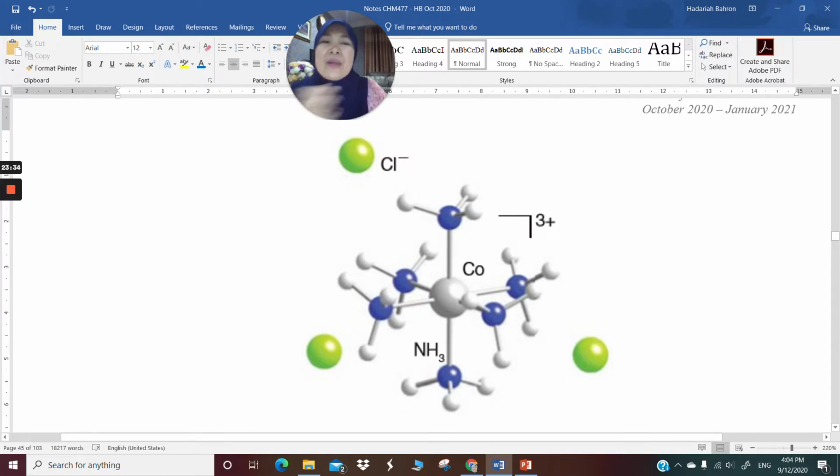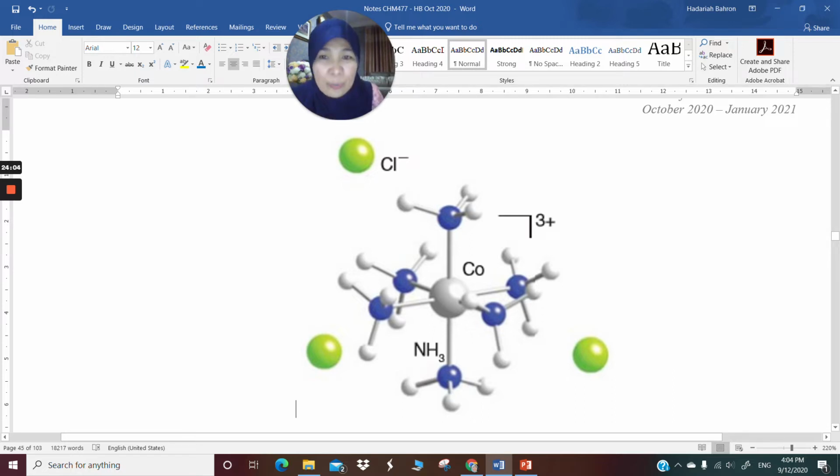Now, that makes you understand that this whole thing, this cobalt center and 6 ammonia, 1, 2, 3, 4, 5, and 6 ammonia, are all called the complex ion. Cobalt has a charge, but ammonia doesn't have any charge.